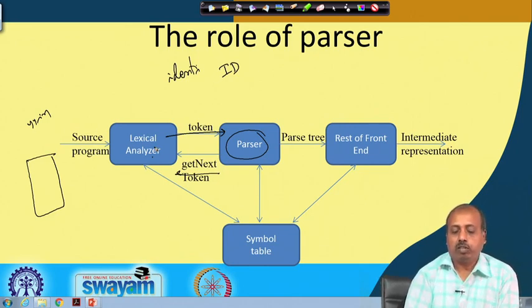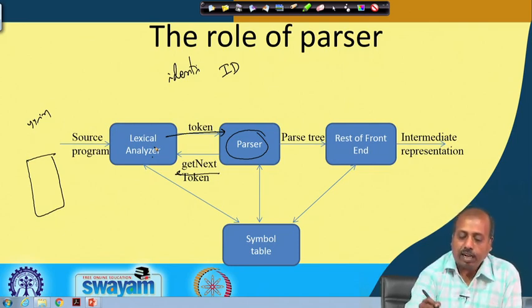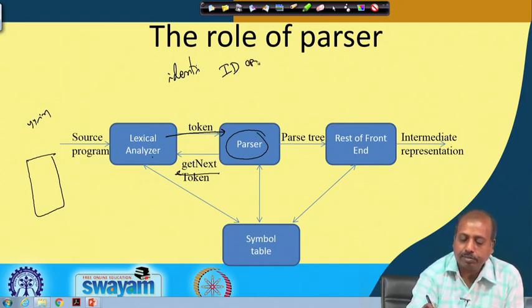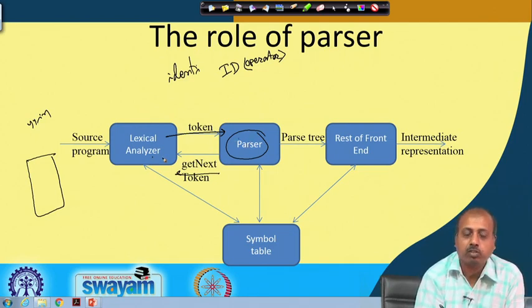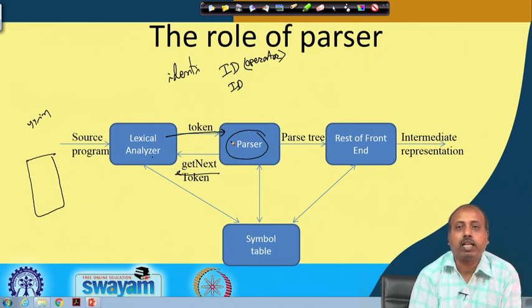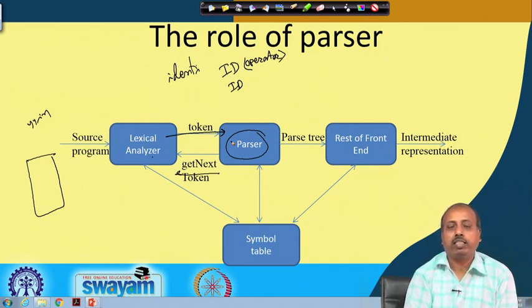Now, if I consider a language that consists of only arithmetic expressions, then after ID it is expected that I will get an operator here. But instead, after getting the token ID from the lexical analyzer, the parser asks for the next token, and if the next token happens to be again ID, then the parser will understand that there is some grammatical problem or grammatical mistake in the input.